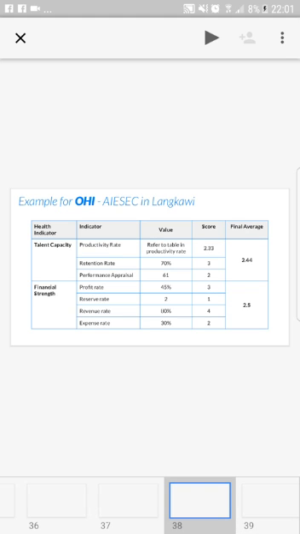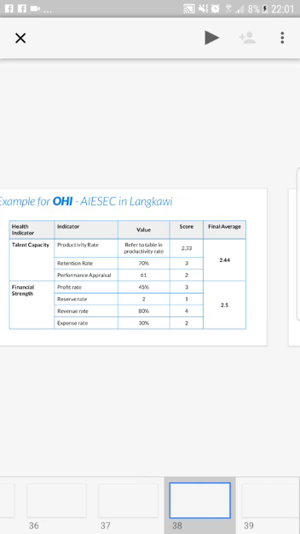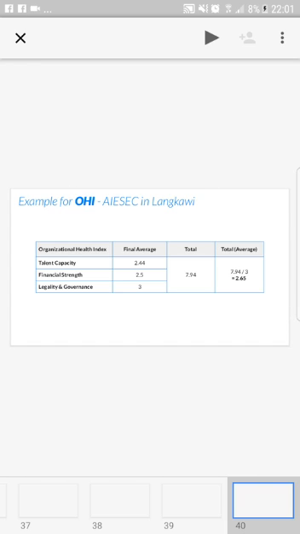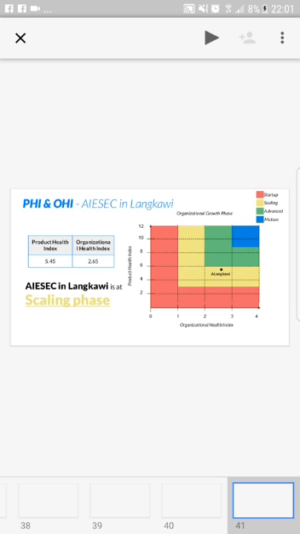Once we have all the data, we would tabulate it for all those three aspects, and it should give you something like this. Once we get the total score and get the average of it, then we can finally say where our Isaac chapter currently stands. Based on Isaac Langkawi's score, they still are in the scaling stage, but more towards transitioning to advanced.